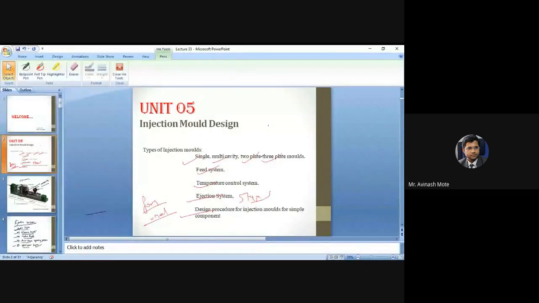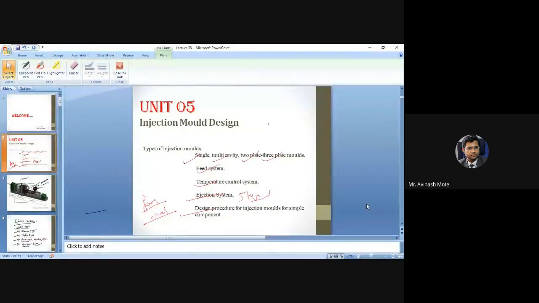Okay, so we have started dealing with this injection mold design, and in that we discussed yesterday different types of injection molds, right? We discussed single cavity, multi cavity, two plate, three plate molds, and we have seen the pros and cons of each particular category. Now then we discussed the feeding system also, in the sense of how the material is fed to the mold cavity.